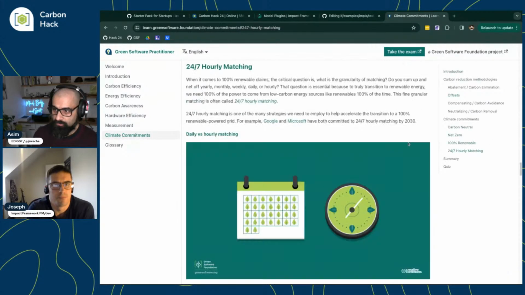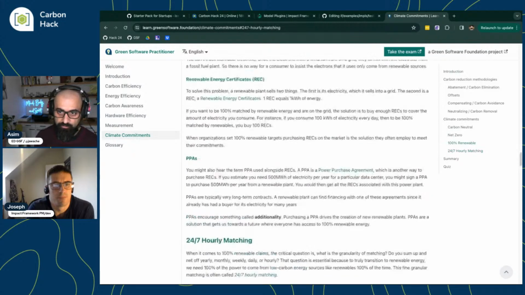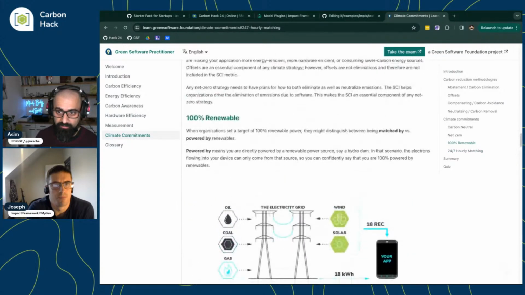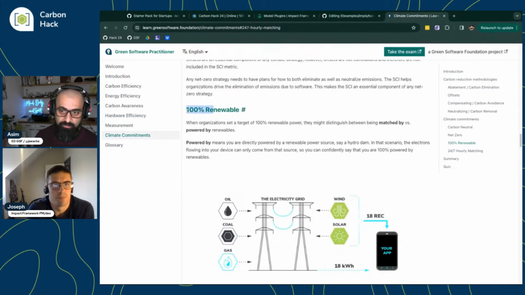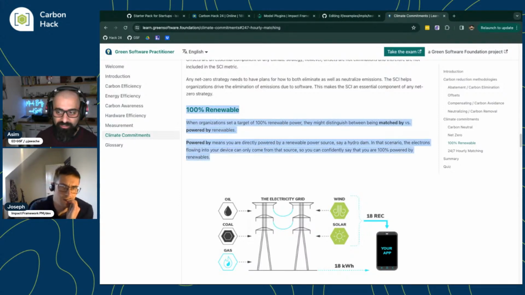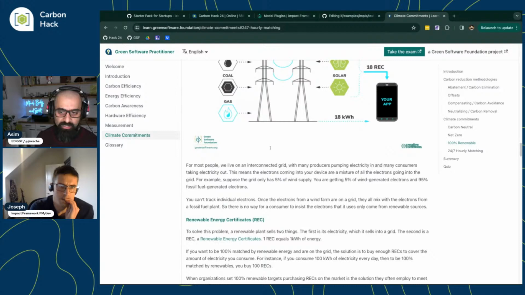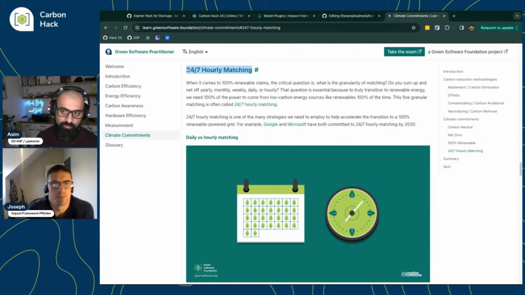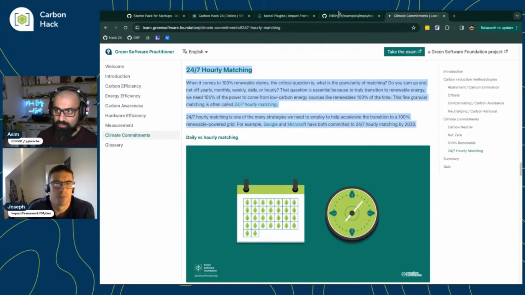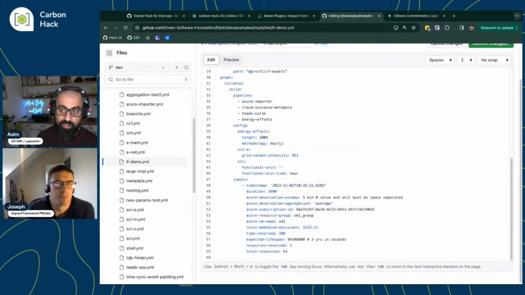Yeah. So if you really want to get wonky, there are different types of being 100% renewable. You can be 100% renewable on a yearly basis or a monthly basis, or you can be 100% renewable on an hourly basis, which is usually called 24/7 hourly matching, which gets very interesting. That's very hard to calculate, and it changes dramatically the cost of offsetting if you want to be 24/7 hourly.